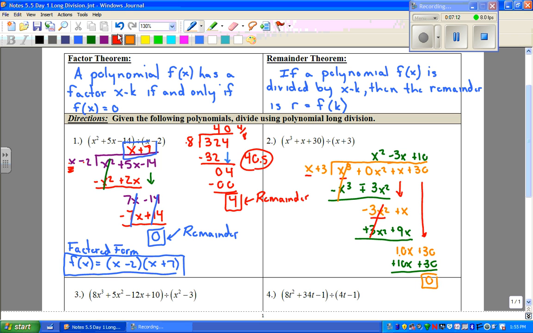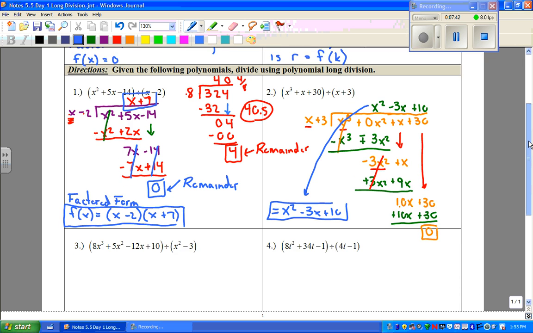Which means that, again, remember, a remainder of 0 means that this is a factor of this. However, our answer for this one, x to the third plus x plus 30 divided by x plus 3, is going to equal x squared minus 3x plus 10. It's whatever that polynomial up there is. Okay? Now, let's continue on.